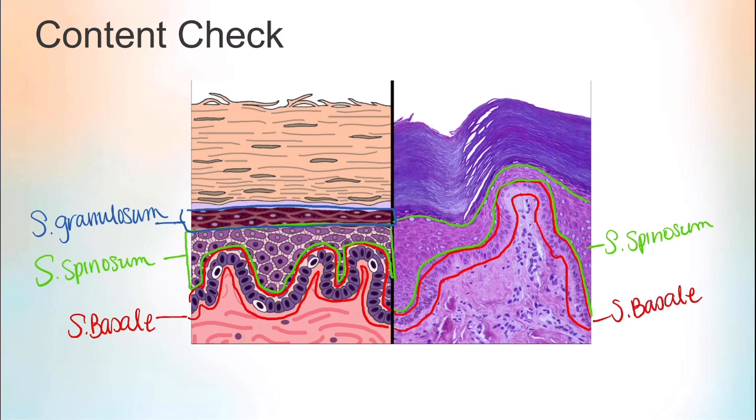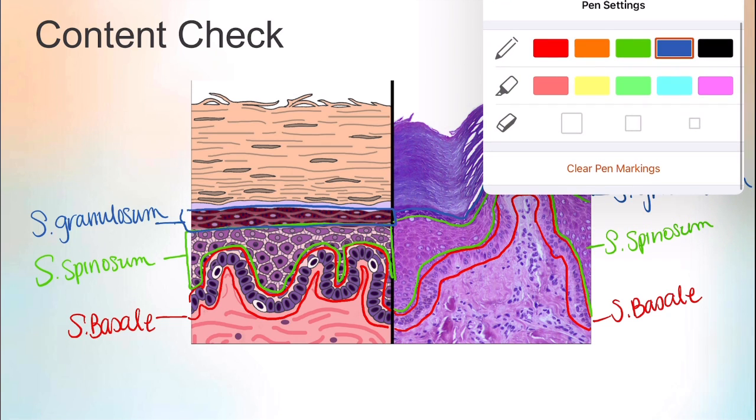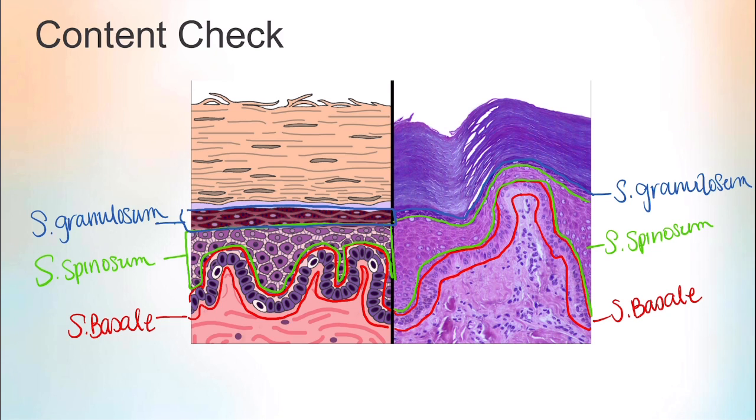And then on this, I kind of covered it up a little bit, but this will be all of our granulosum right here. And that's very difficult to see. Granulosum. All right, and then let's do some orange. So next is going to be our stratum lucidum and then our stratum corneum.